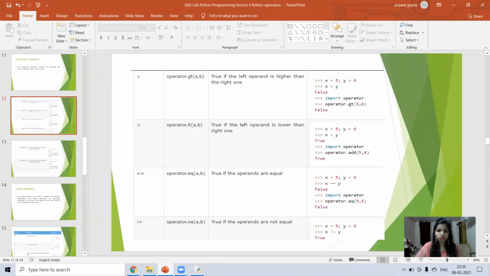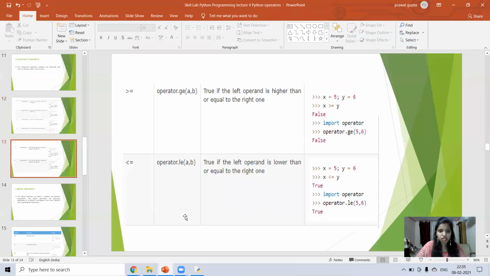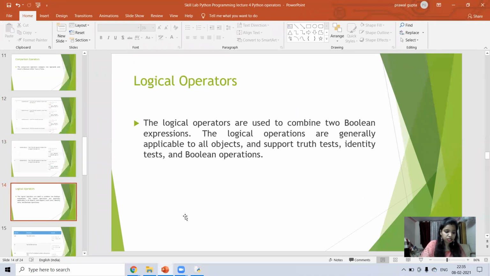So not equals to also you can check, operator dot ne, any not equals to. Now it is saying 6 is not equals to 2. Yes, it is right, 6 is not equals to 2. So that is not equals to. In this way we have done the comparison operators.